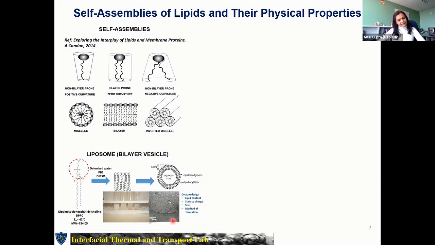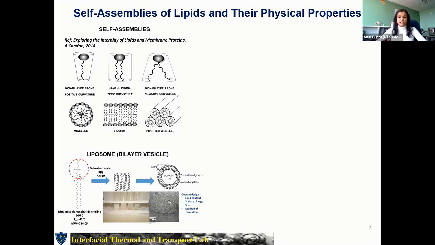And on the right is the cryogenic TEM image of these liposomal solutions. So if you are running electron microscope in cryogenic conditions, you are able to view the colloidal particles. You don't have to dry them out.